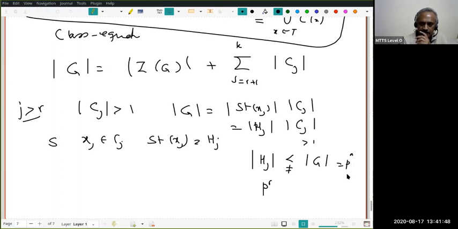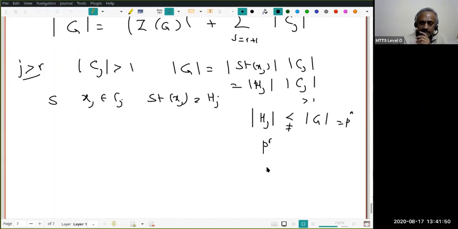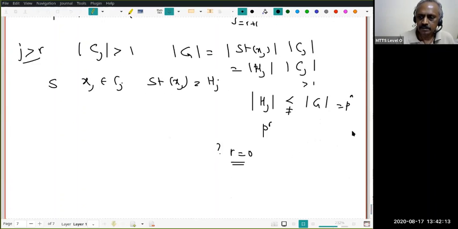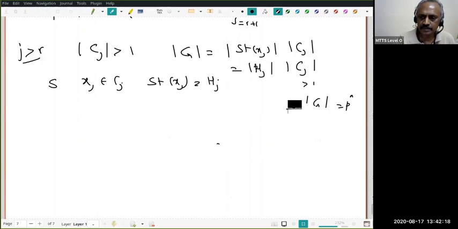Right? Okay. Now, can this R be 0? Can it happen? Because R being 0 means hj is 1, the identity element. Are you following this? Okay, so please understand. In fact, I don't need that. Let me look at it in a slightly different way. This is good enough.